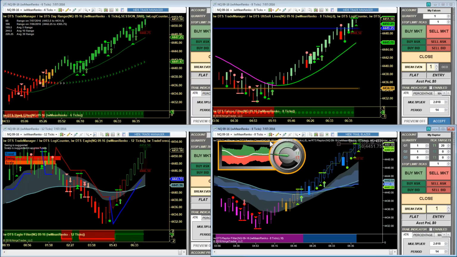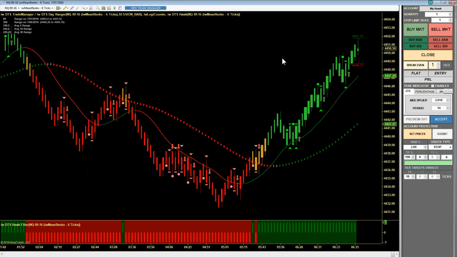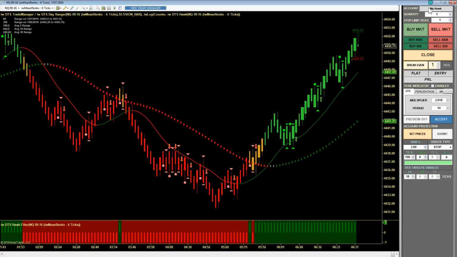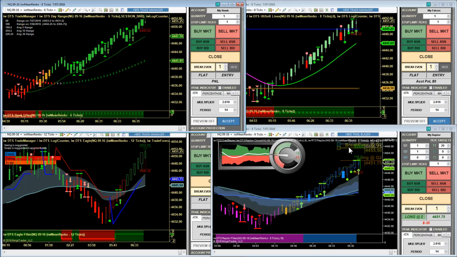Because we are waiting for that cloud crossover to occur. Not getting any subsequent signals on the Hawk. Well, we are, but they're not our high probability signals. This was our high probability signal right down here, our first micro-macro cross. All right, I just heard the order fill.